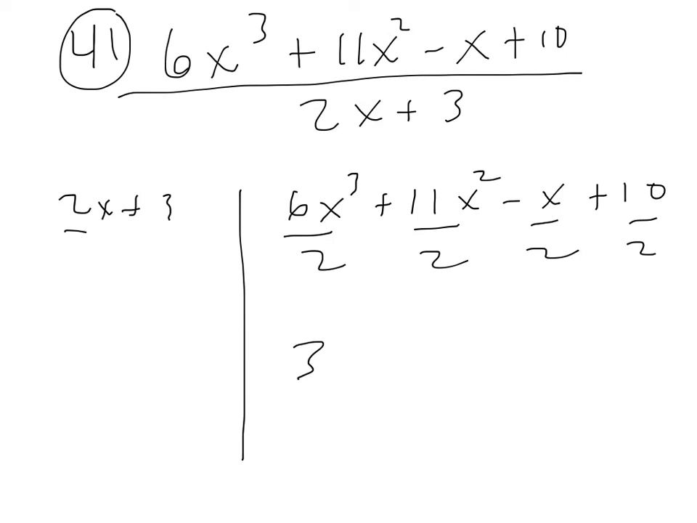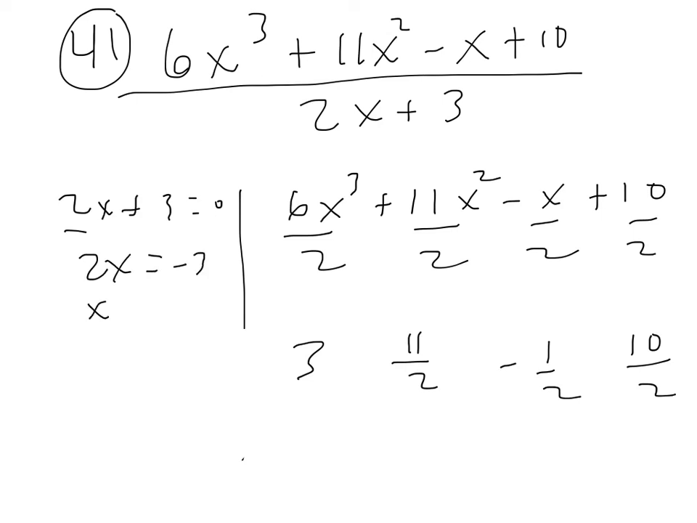I end up with 3, 11 over 2, negative 1 over 2. And the last, again, should always remain a fraction, even if it's simplifiable. And then we're going to find our multiplier, which is the 0 of the denominator, so in this case it's negative 3 over 2. And now I'm ready for the synthetic division.